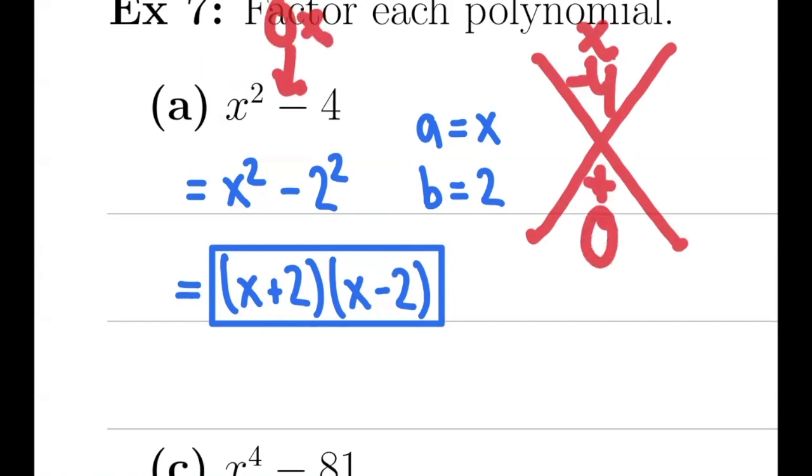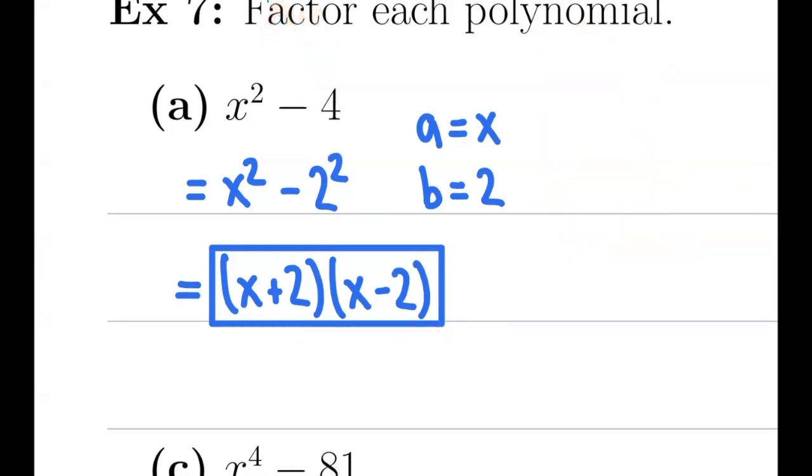So what multiplies to -4 and adds to 0? It's -2 and +2. So x plus 2, x minus 2. So you could have done it that way too, using what we know earlier. But this is a better way of doing it because it's a nice shortcut.